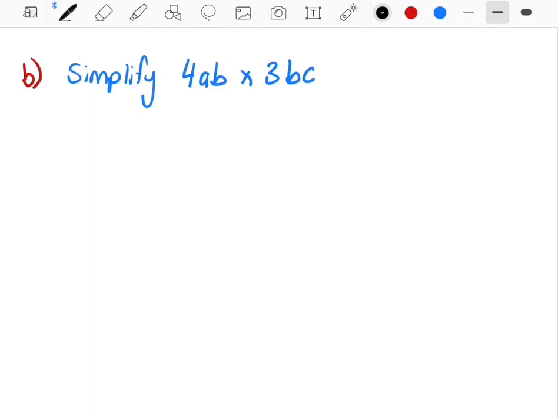4ab times 3bc. Okay, so our first step here is going to be the same. I'm going to look at multiplying my numbers first. I'm going to go 4 times 3. Put another times. Then I'm going to look and go, here's my unknowns. So I'm going to go times A, times B again because there's 2 B's, and times C. So let's do our 4 times 3, which gives us 12.